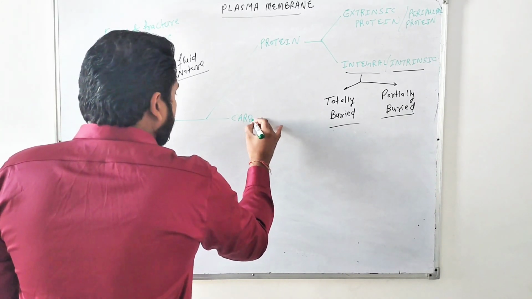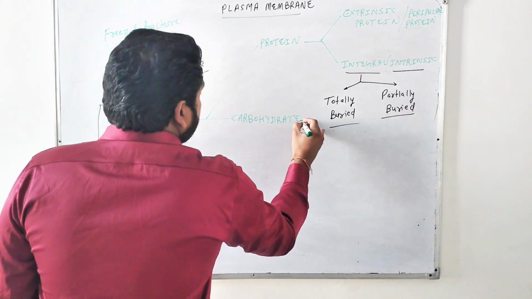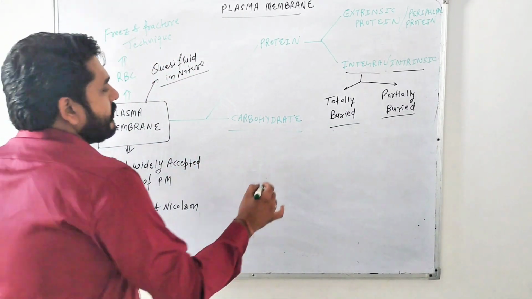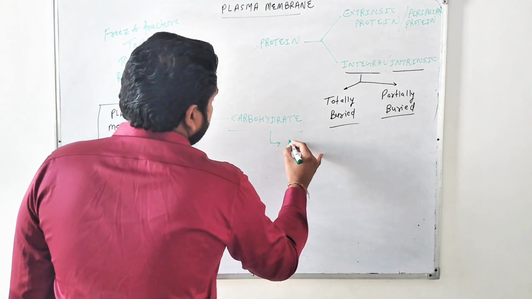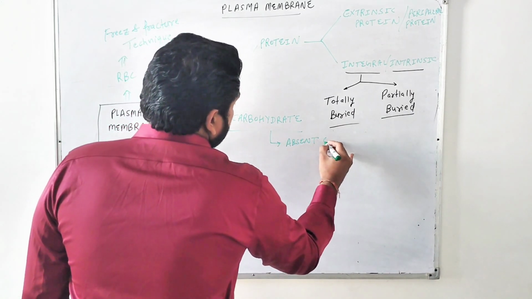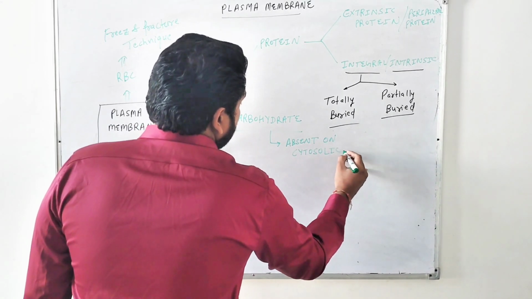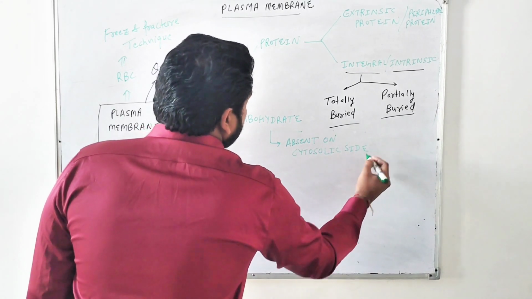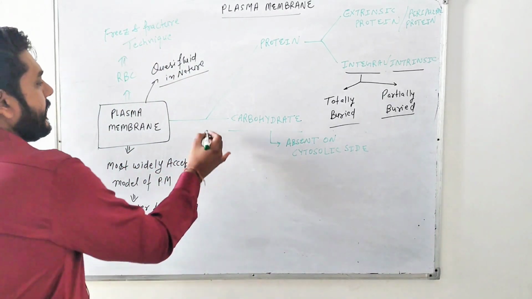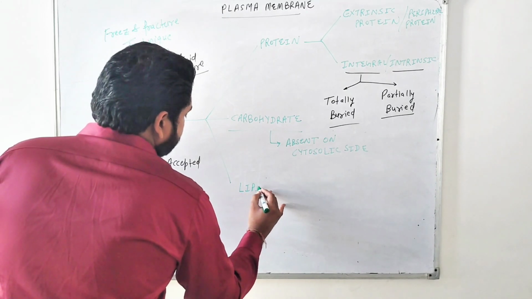Okay, the next component of the membrane will be what? Next will be carbohydrate. For carbohydrate, you have to remember that carbohydrate is absent on the cytosolic side. On the cytoplasm side, the carbohydrate part will be absent. Okay. The next one will be what? It will be the lipid part.